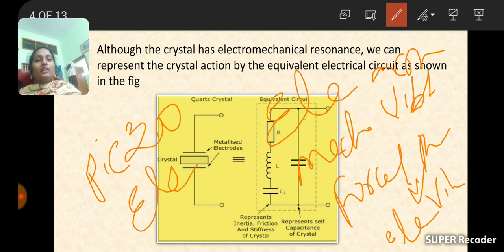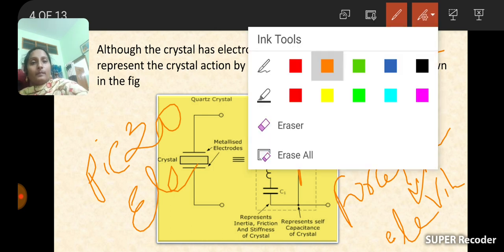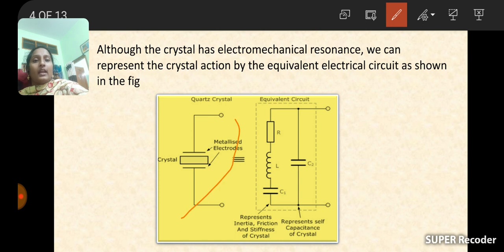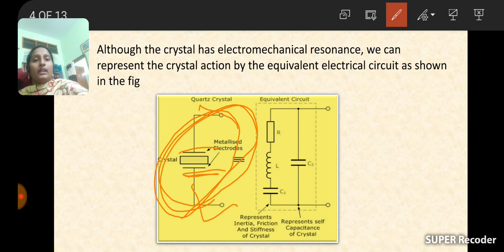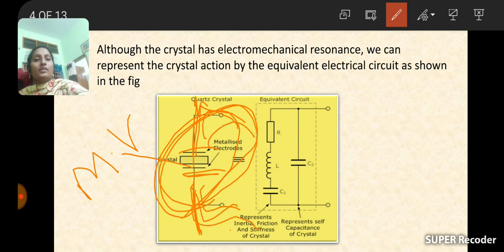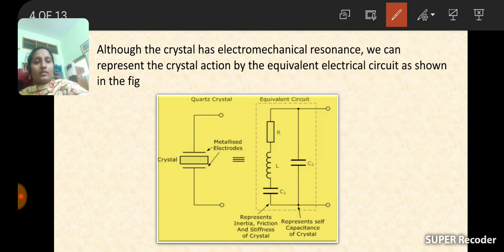Based on this principle, the crystal oscillator will work. The name of the principle is called the piezoelectric effect. Here is the diagram of a quartz crystal, where two metallized electrodes are used. If I apply an electric voltage or current, it produces mechanical vibrations. Or if I apply mechanical force across the crystal, it is able to produce electric current.